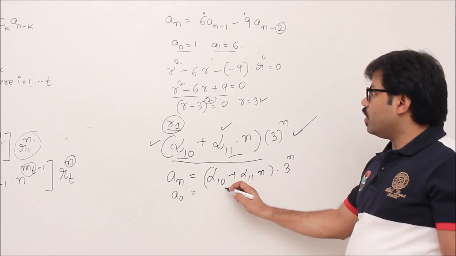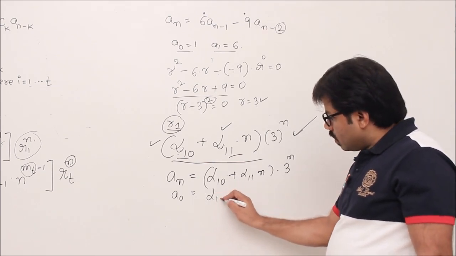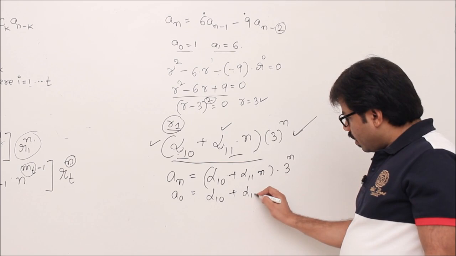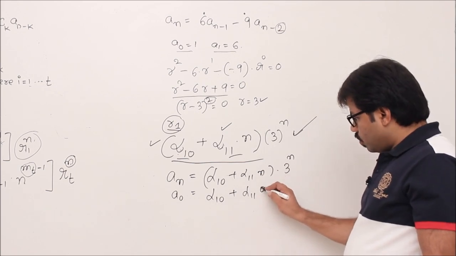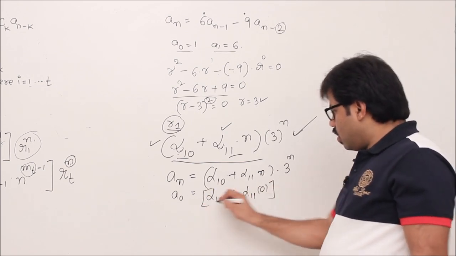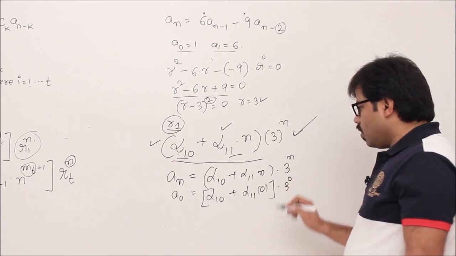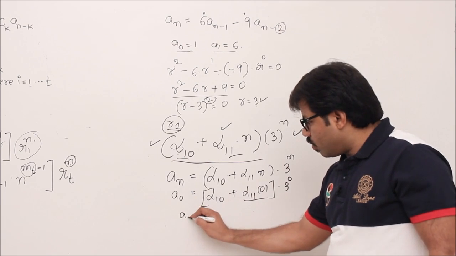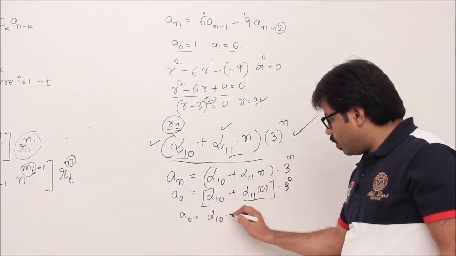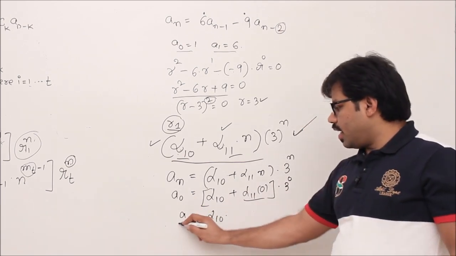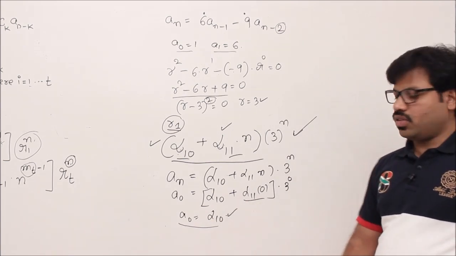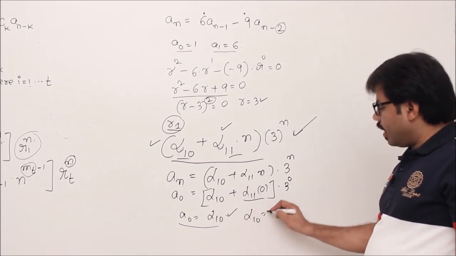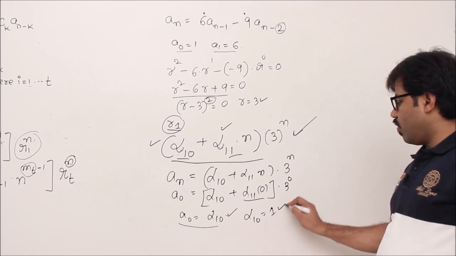So alpha 1 0 plus alpha 1 1 into n, which is 0 in brackets, into 3 power 0. If I simplify it, this would become 0, then a naught equals alpha 1 0 into 3 power 0, which is 1. Then directly we get a naught equal to alpha 1 0. So alpha 1 0 is a naught, which is 1. So we got alpha 1 0.